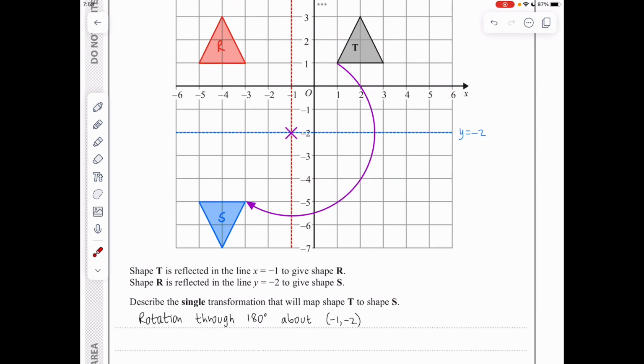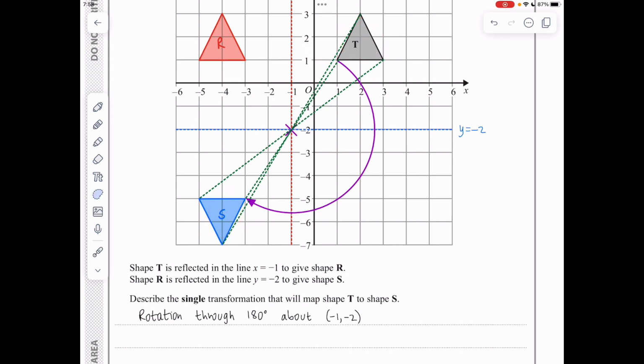An alternative transformation you could consider would be an enlargement, and you can join corresponding vertices between object and image to determine the center of this enlargement. If we do that, we notice that all rays pass through the point with coordinates (-1, -2). And when the center of the enlargement is in between the object and the image, then the scale factor is negative. And since the size has not changed, we're looking at an enlargement with a scale factor of -1 and center the point (-1, -2).